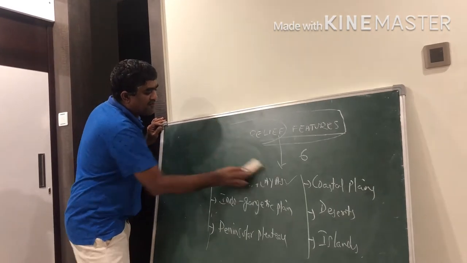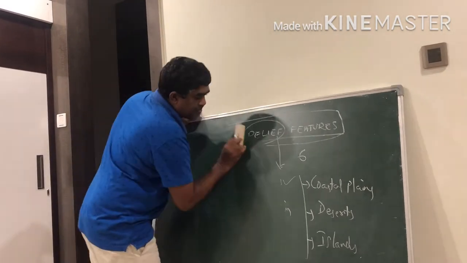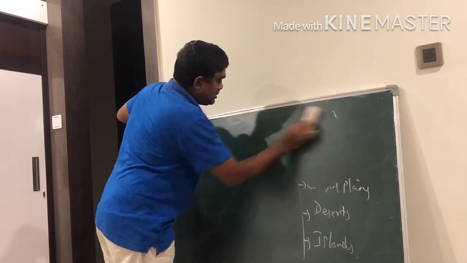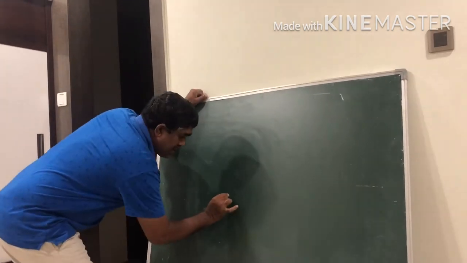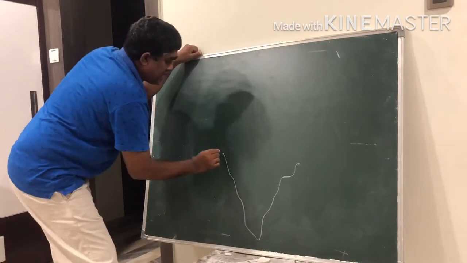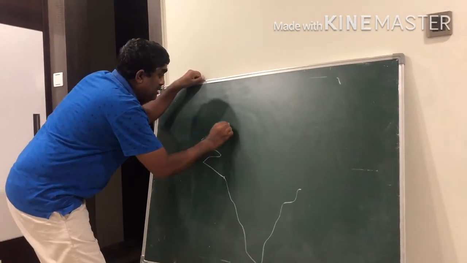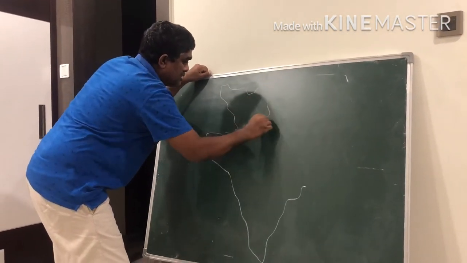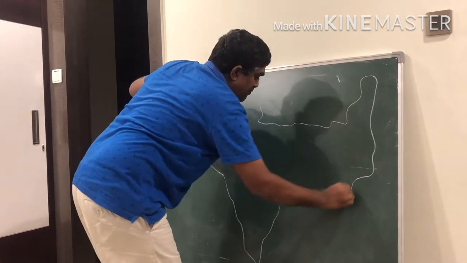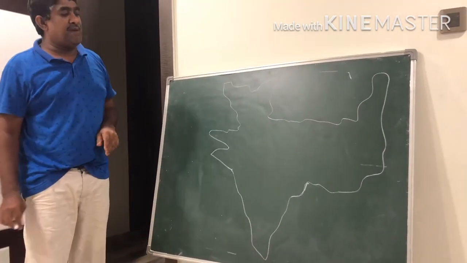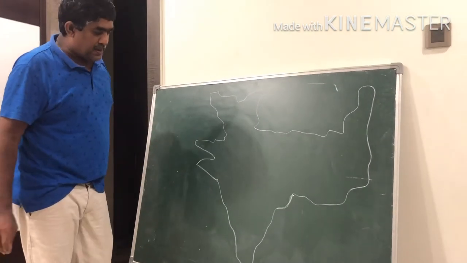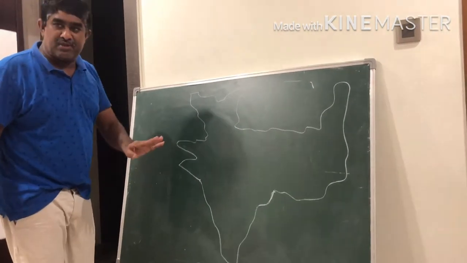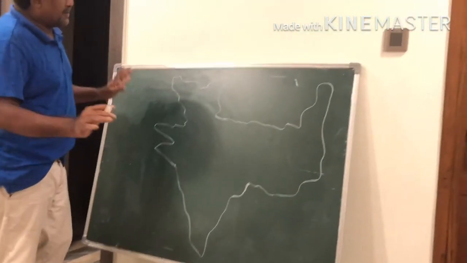First of all, I will show these physiographical features on the Indian map. I am not a good drawing master. I can draw a little bit of the Indian map, but don't think anything else, you can just see the image of India. However the map comes out, no need to worry. This is India, for example. If the structure changes, don't worry.